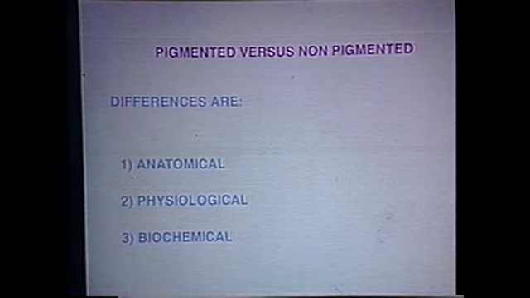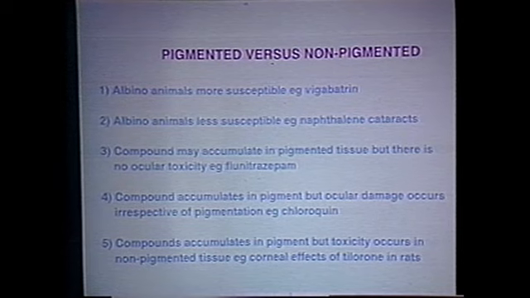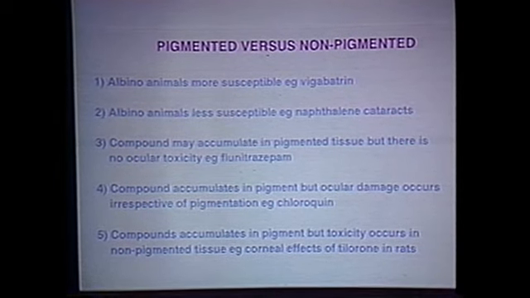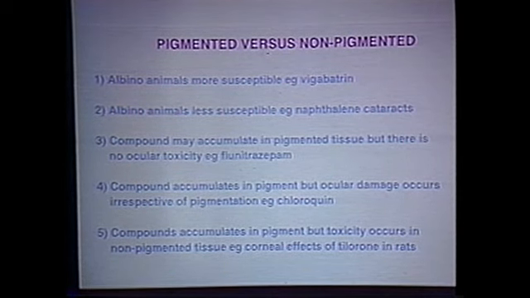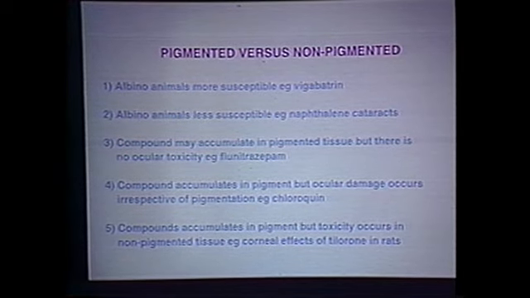And there are clearly differences between pigmented strains of animals and non-pigmented strains. There are anatomical, physiological and biochemical differences, which all of them can be important with respect to the response to a toxic chemical. This slide gives some of the difficulties and some of the possibilities of the differences between pigmented and non-pigmented strains.